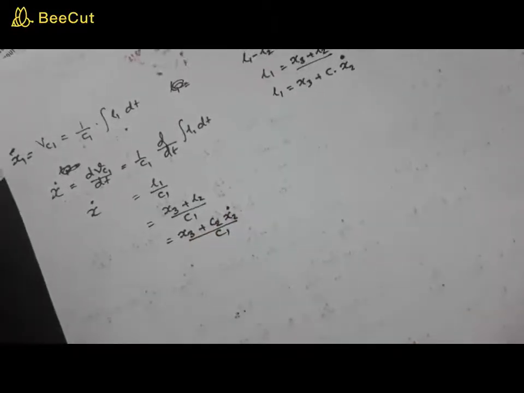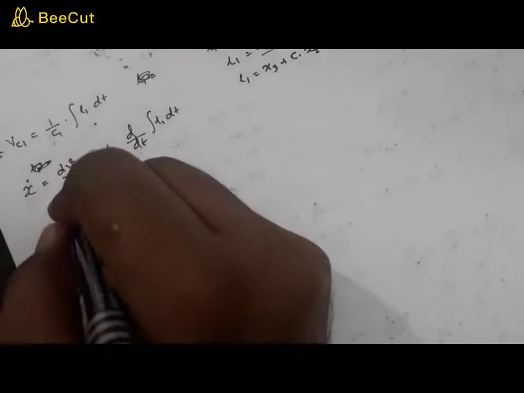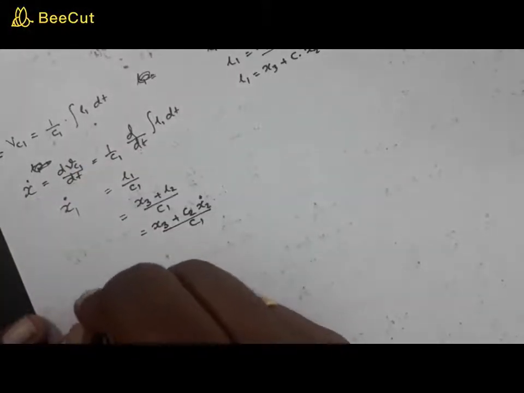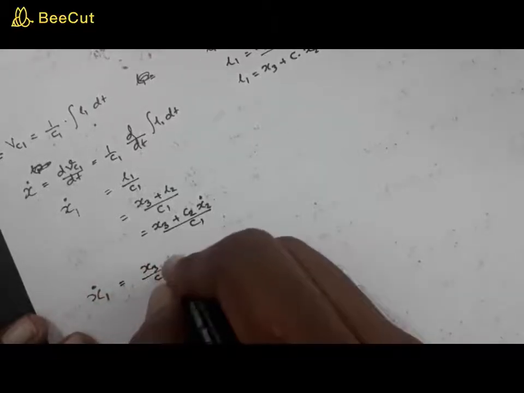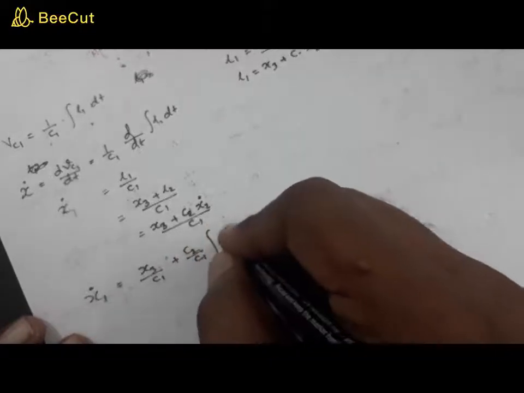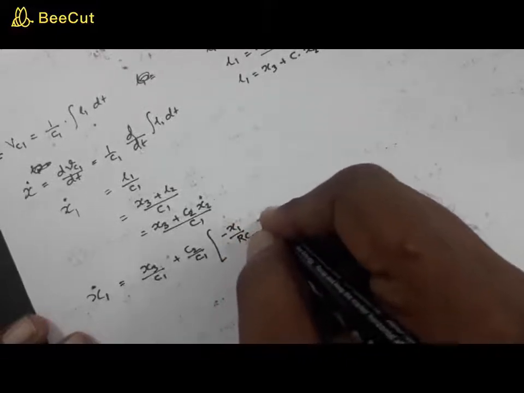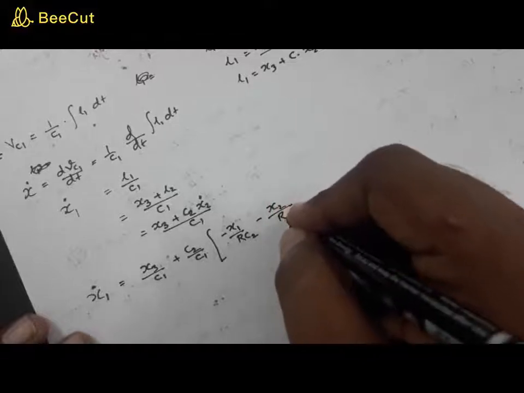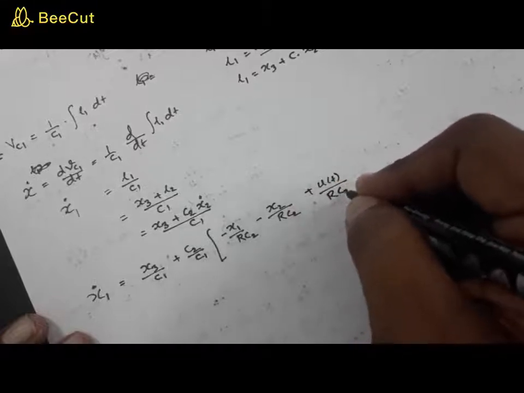Now what is this x2 dot? x2 dot is what we have already found out, this big equation. You can substitute this. So this is your x1 dot. So your x1 dot is equal to x3 by C1 plus C2 by C1 into, you will be getting this as minus x1 by RC2 minus x2 by RC2 plus u of t divided by RC2.